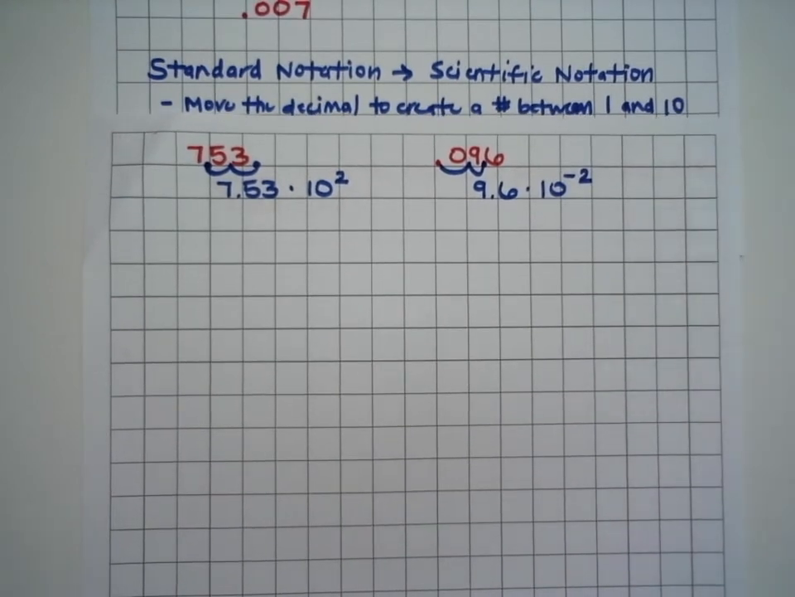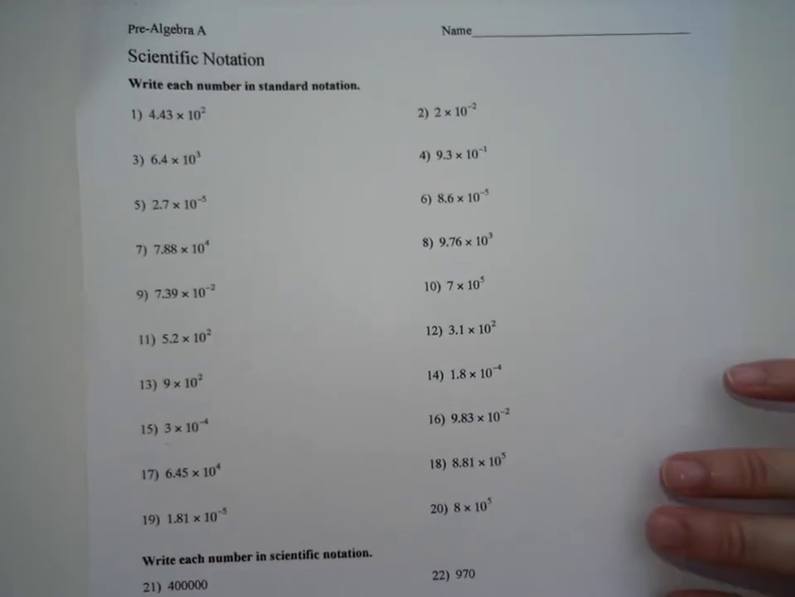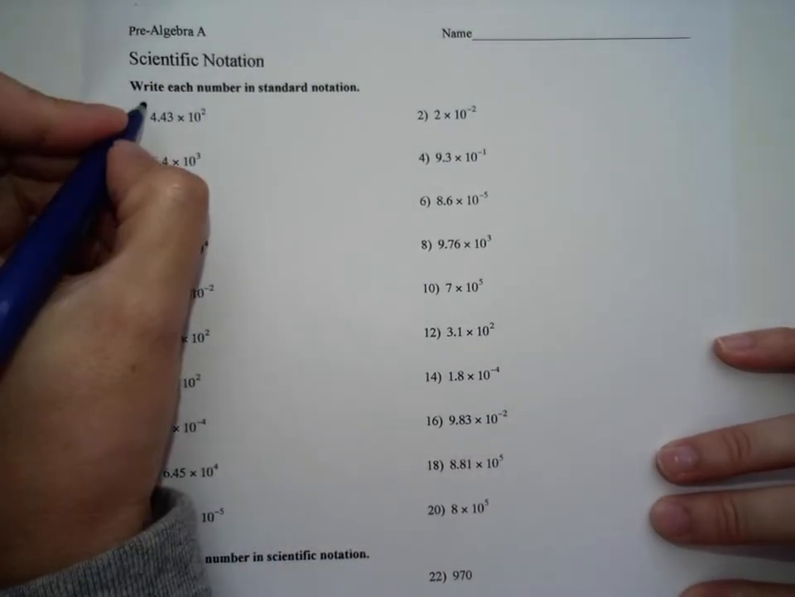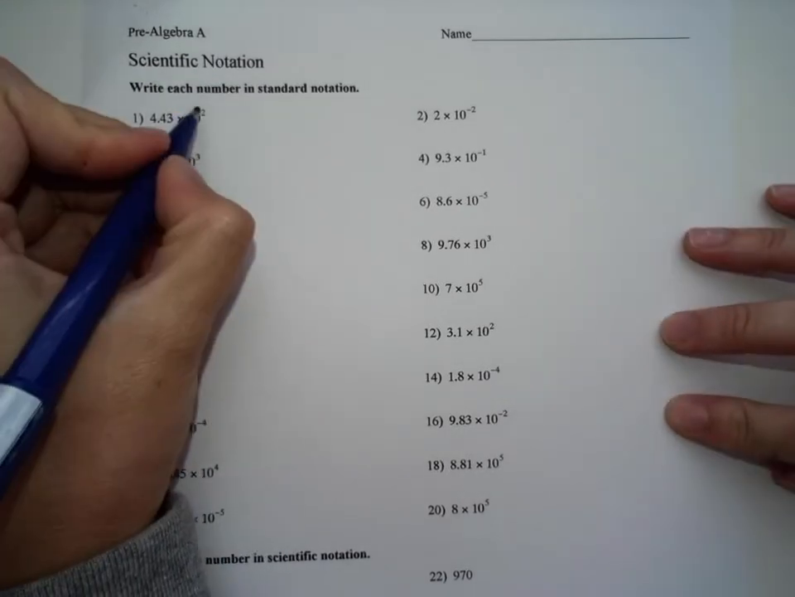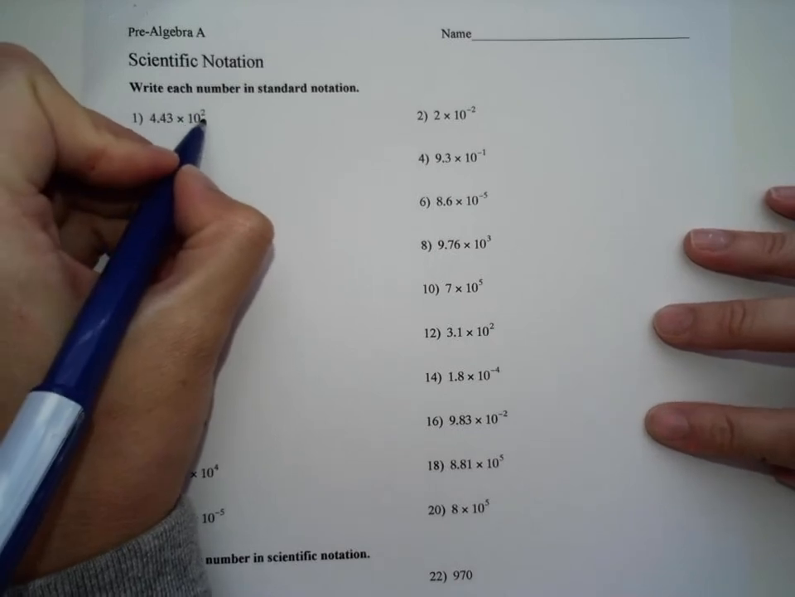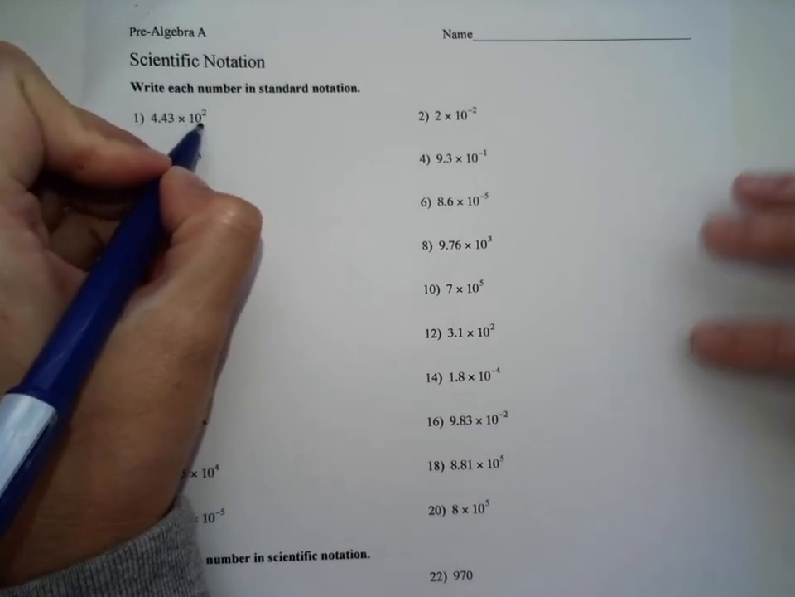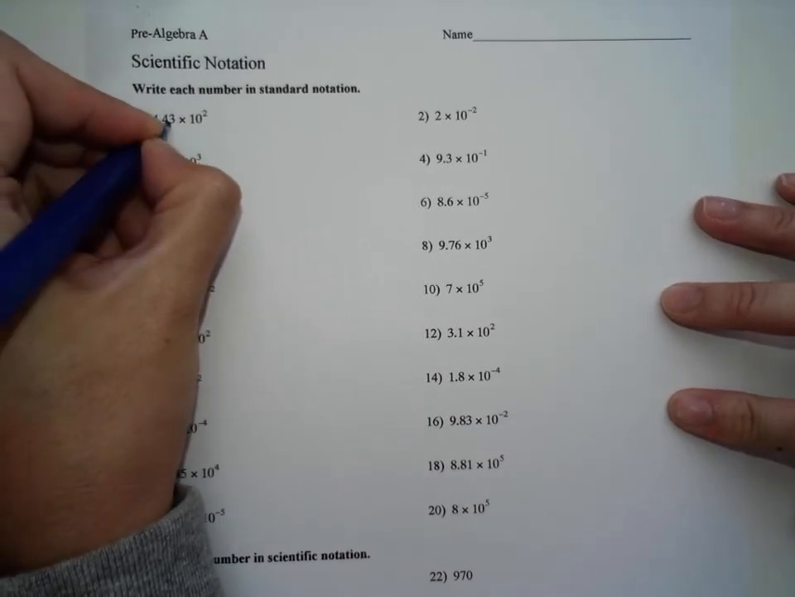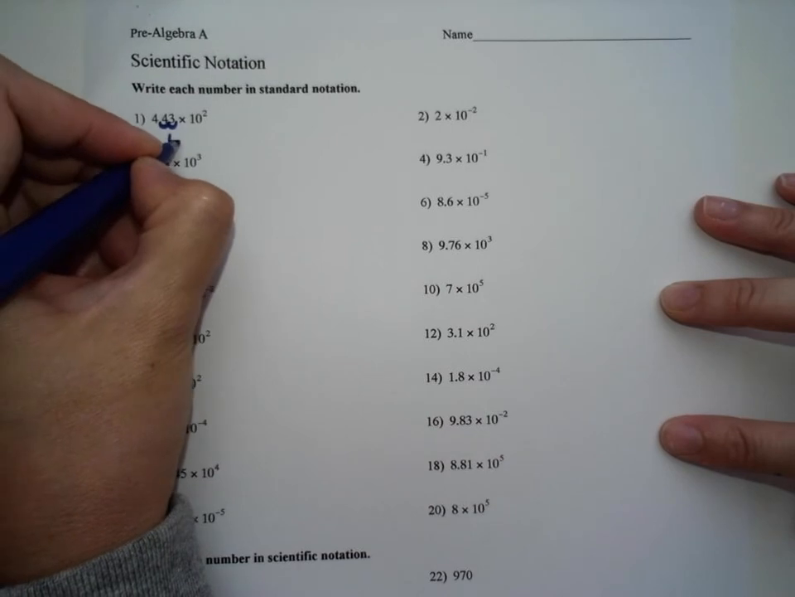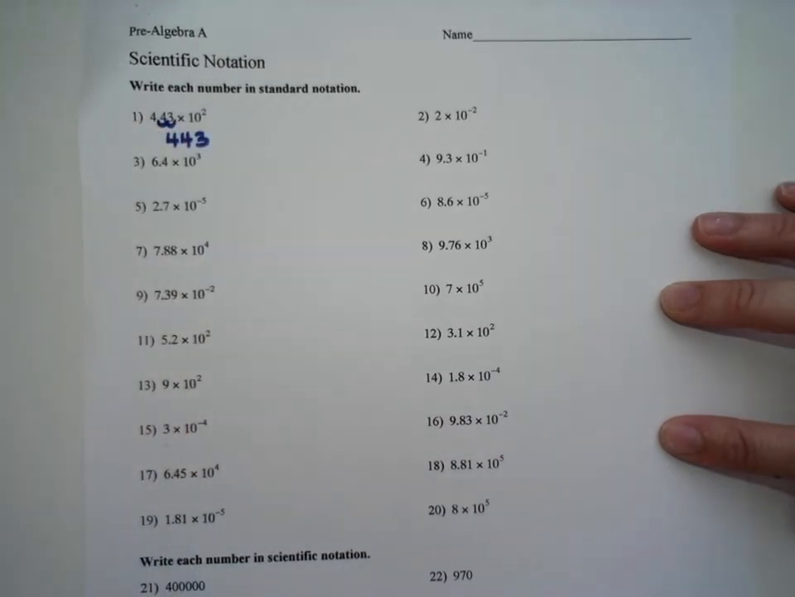Okay, let's go ahead and look at your assignment. So you're going to want to keep your notes handy. Okay, so we have 4.43 times 10 to the 2nd power. So we have a positive exponent, so we're going to be moving to the right 2 times. So we're going to take our decimal and move it 2 times to the right, which means in standard notation, 4.43 times 10 to the 2nd power is 443.